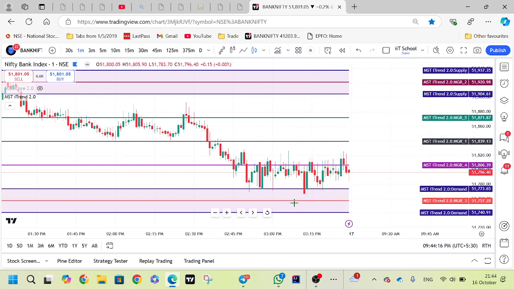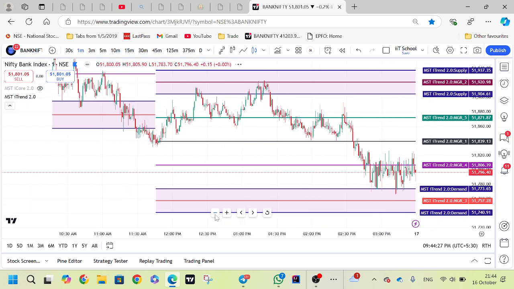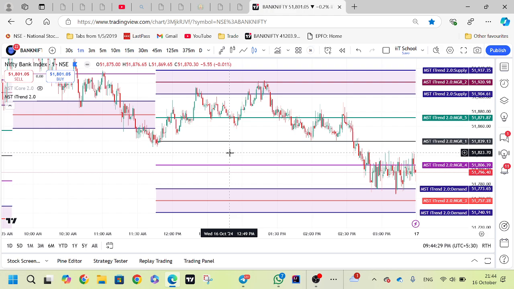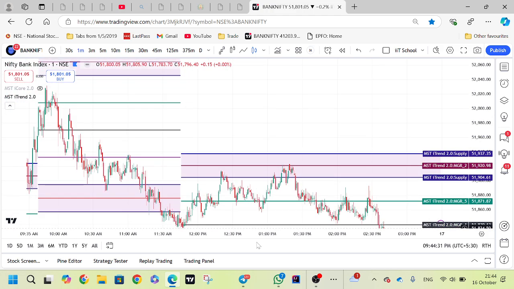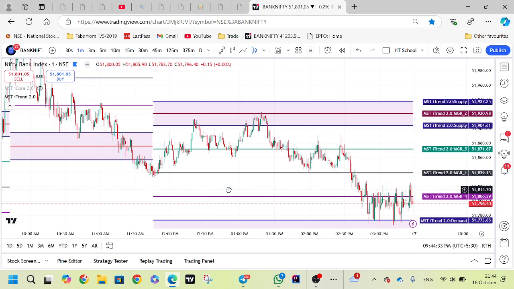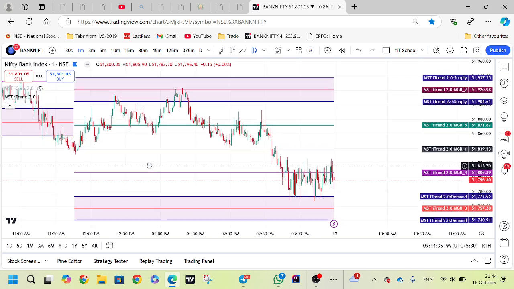So how many times is it respecting our demand zone? Exactly, tip to tip we are getting the entry and exit. So this is how our indicator is working every day, very perfectly and accurately. So don't miss such a wonderful indicator.